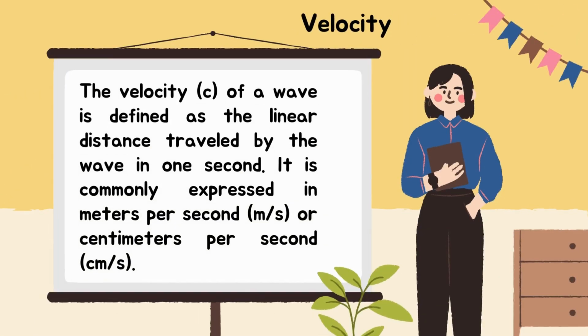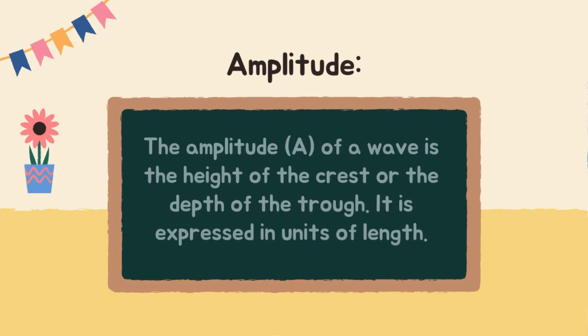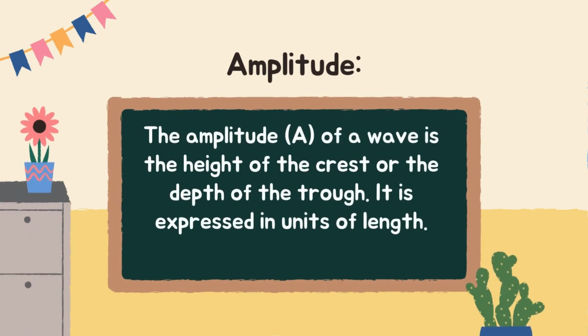Velocity. The velocity c of a wave is defined as the linear distance traveled by the wave in 1 second. It is commonly expressed in meters per second, m per s, or centimeters per second, cm per s. Amplitude. The amplitude a of a wave is the height of the crest or the depth of the trough. It is expressed in units of length.